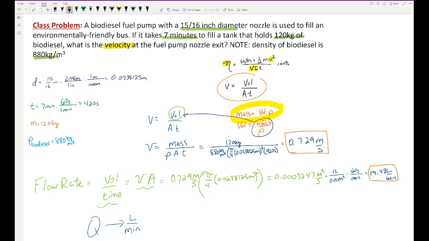We have a velocity of 0.729 meters per second. If we were to have to calculate efficiency, we can take that velocity term and plug it into our equation. However, to visualize 0.729 meters per second, that's a little bit more difficult to see. And so maybe we would want to present it to people as our flow rate in terms of volume per time and say that the fuel is pumping at a flow rate of 19.48 liters per minute.